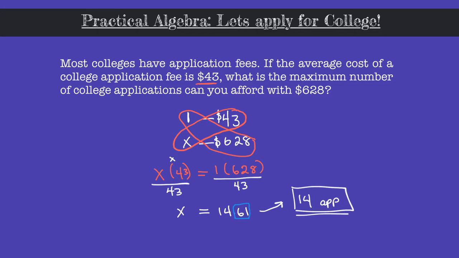Now, looking at this number, it seems like a lot, but in reality, you cannot actually apply for 14 schools because the application fees are going to be either higher than $43 or lower than $43. So if your application fees were exactly $43, then yes, you can apply for a maximum of 14 schools using $628. But let's go ahead and see ways in which you can avoid the fees.